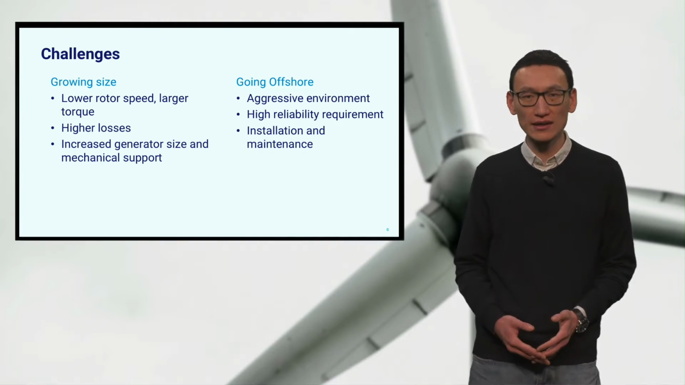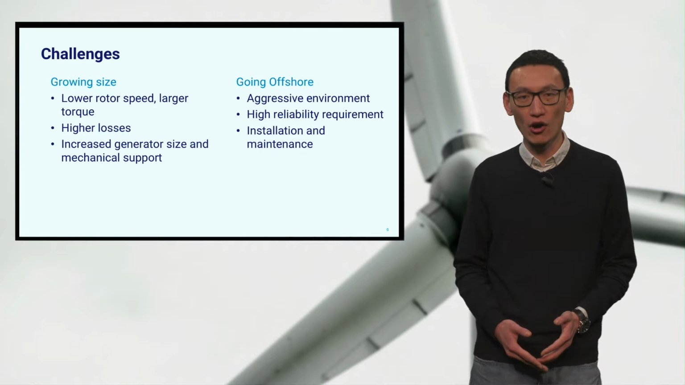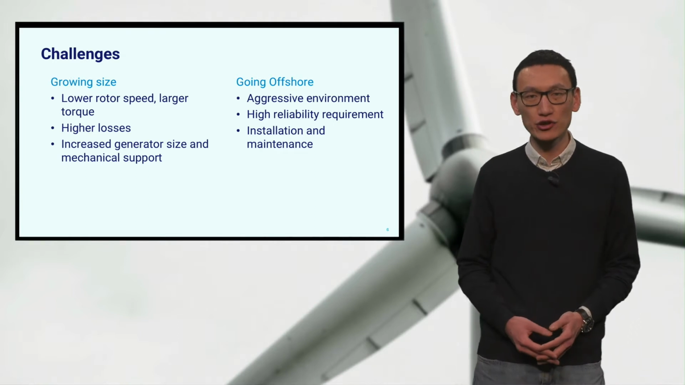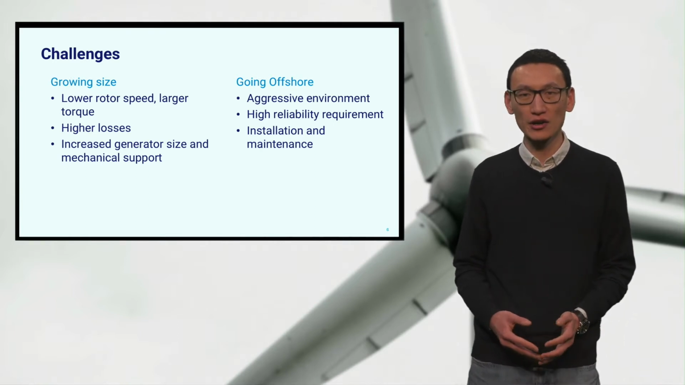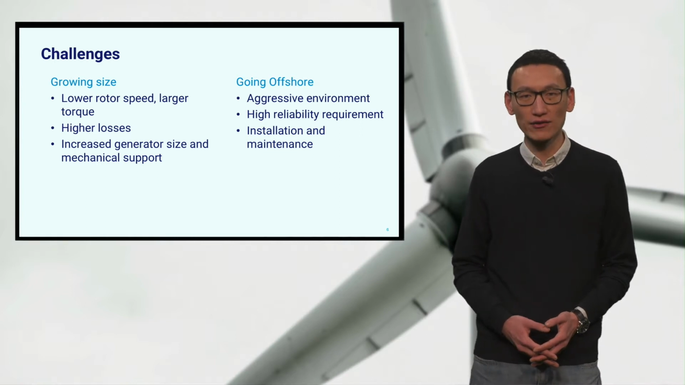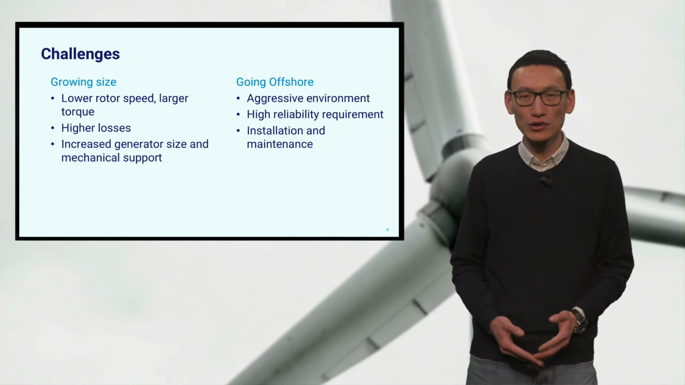Now let's look at the other trend of the going offshore. Comparing to onshore, the environment offshore is more aggressive. Humidity, condensation, and corrosion may make electrical generators and power electronics fail more often. On the other hand, the cost of logistics, maintenance, and installation is far higher than onshore. The generator system offshore should have higher reliability.